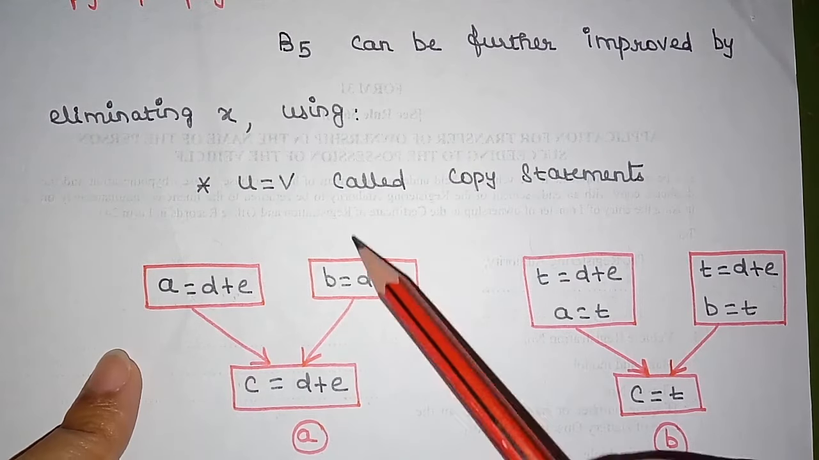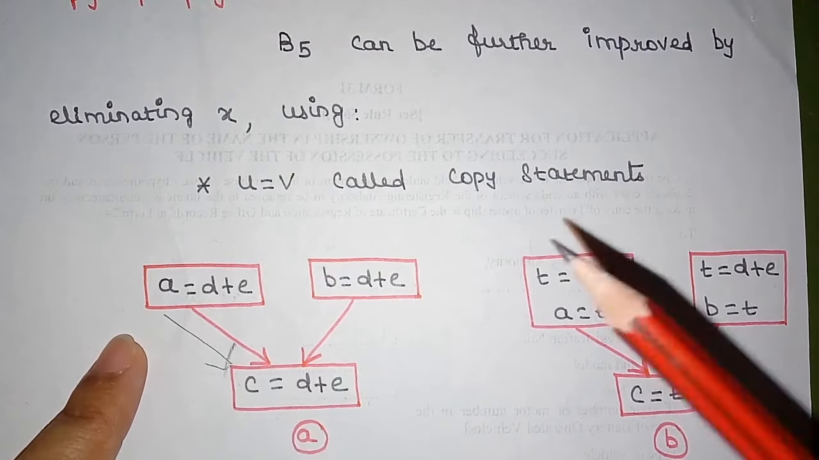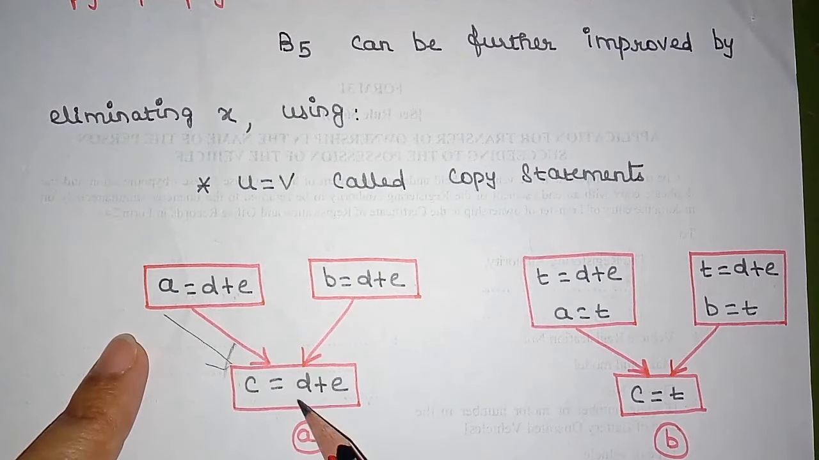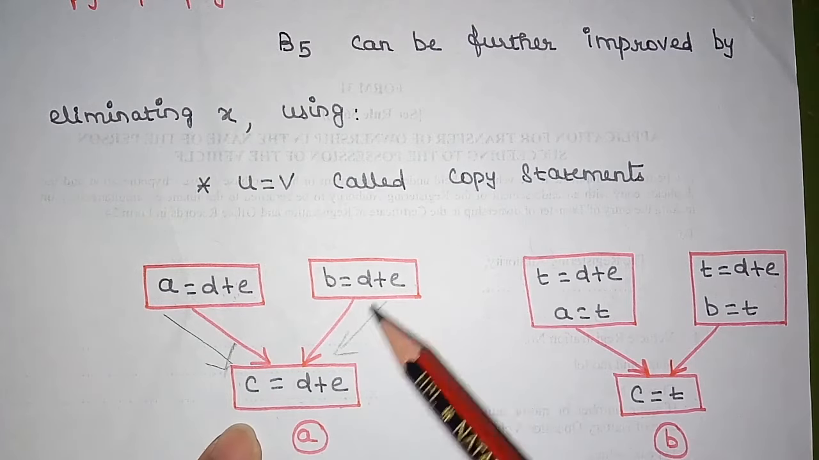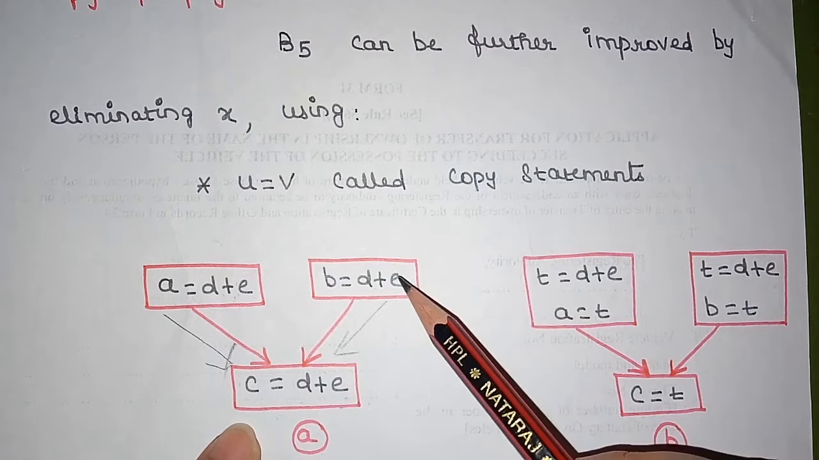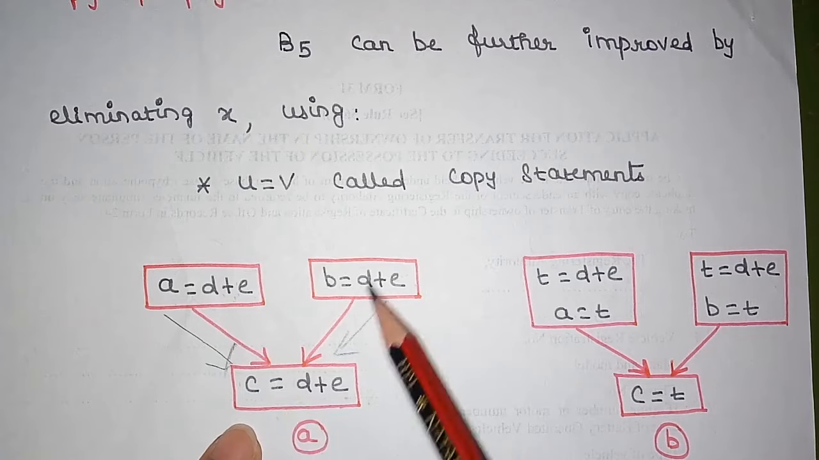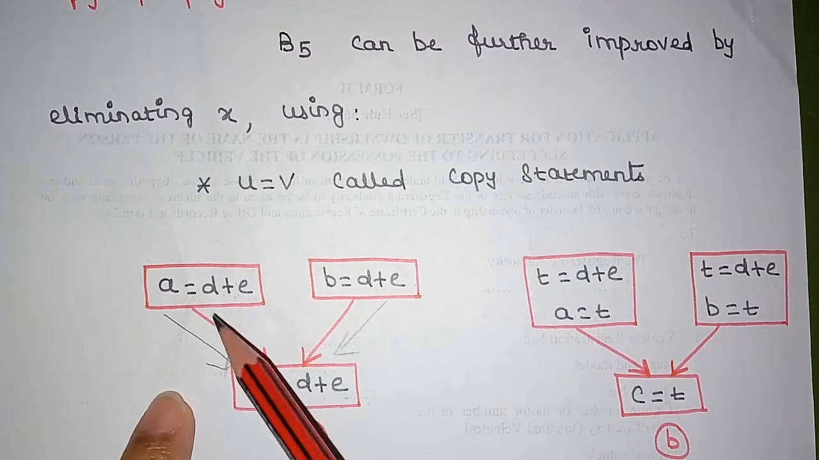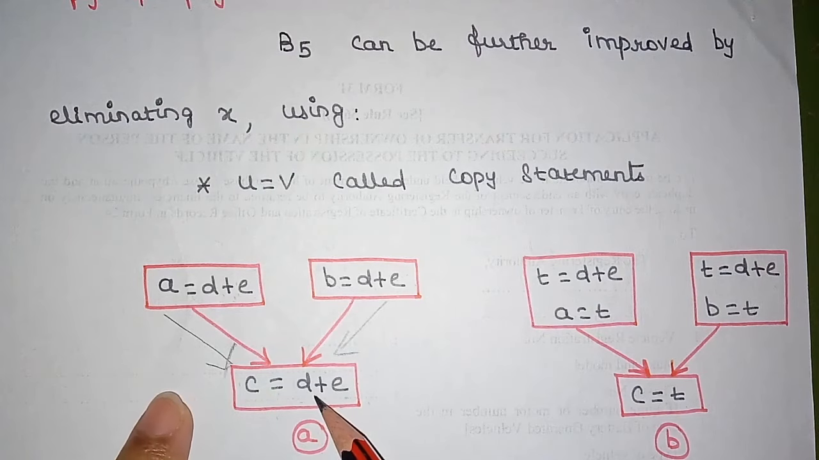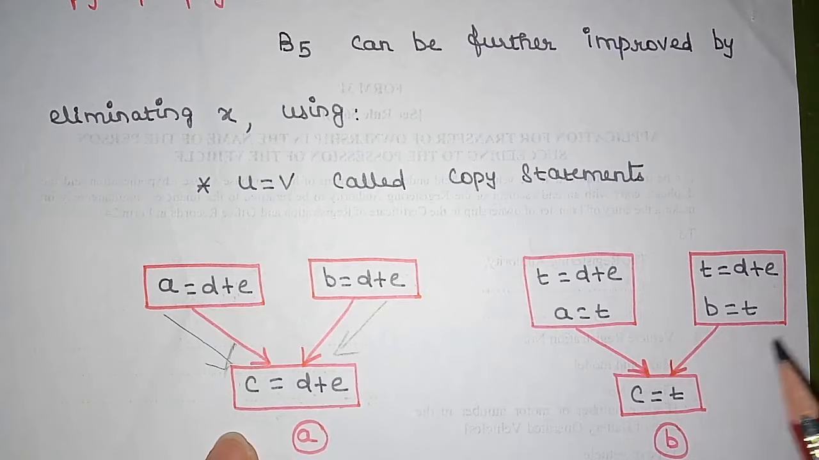Whenever a program takes this path, in these two blocks it has the same common expressions, and whenever the program takes this path, here also it has the same common expressions which are to be evaluated twice, right? So instead of doing this 2 times, whichever path it is taking, instead of evaluating the same expression more than once, we can just replace these statements like this.